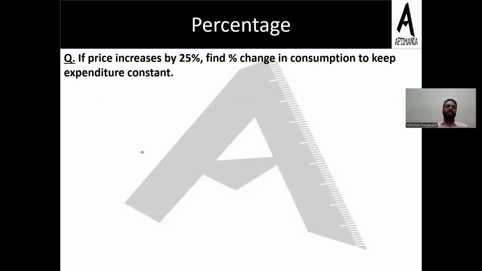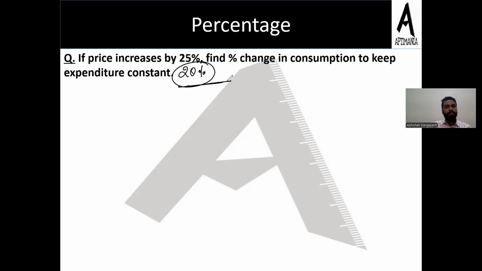Question next is on the screen. If price increases by 25%, find percentage change in consumption to keep expenditure constant. Again, pause the video, solve it, get back and check the answer. Okay, so hopefully you must have solved the question by now. Let's check out the answer for this. The correct answer for this question is going to be 20%.